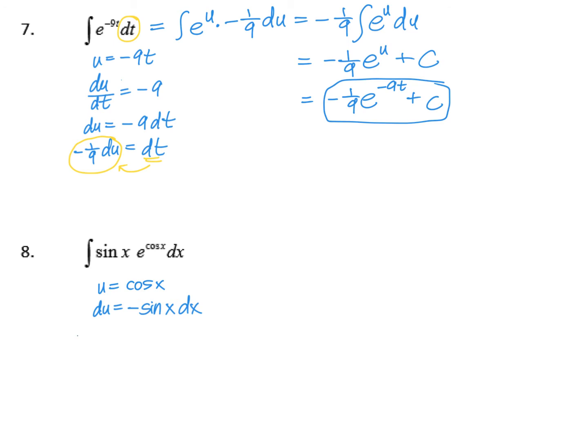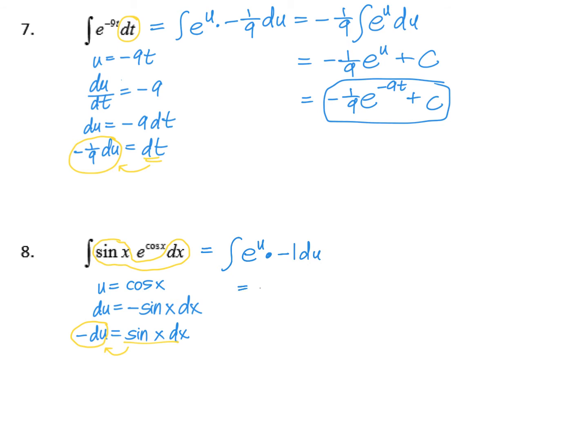All right, so then we multiply both sides by negative 1. And so we have sine x dx. We have sine x dx right over here. So we're going to replace sine x dx with negative du. And we're going to replace e to the cosine x with e to the u. So what we have here is the integral of e to the u times negative 1 du.